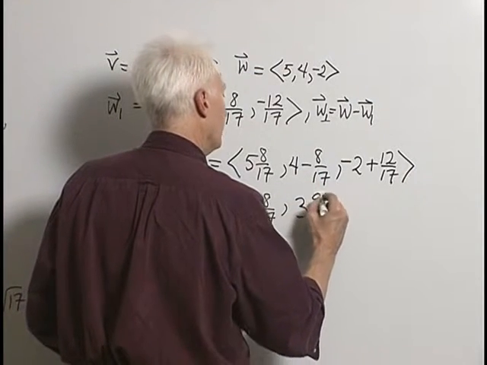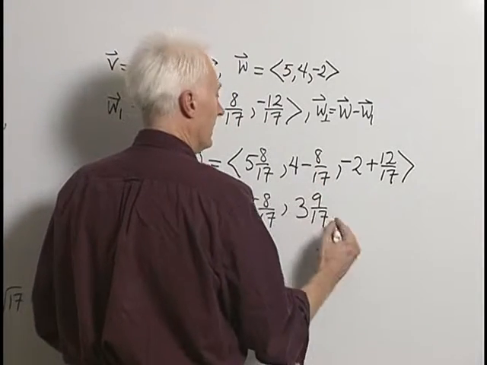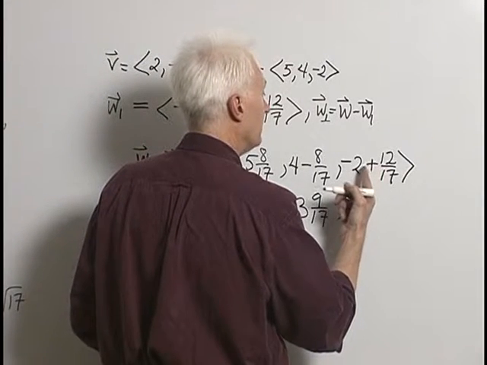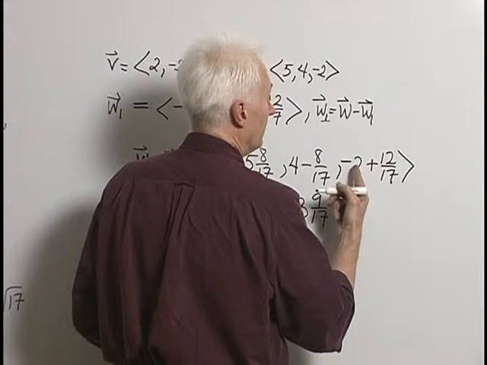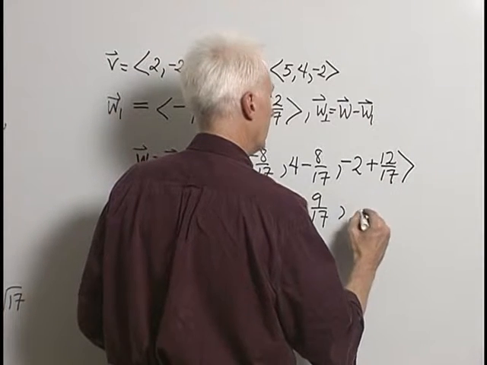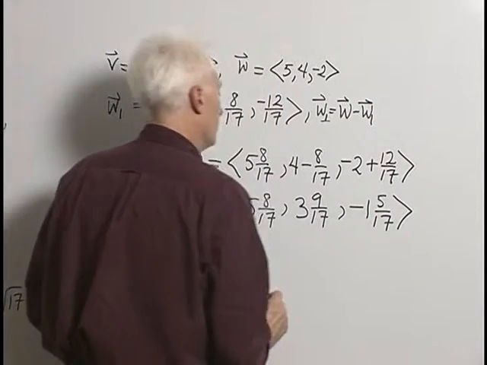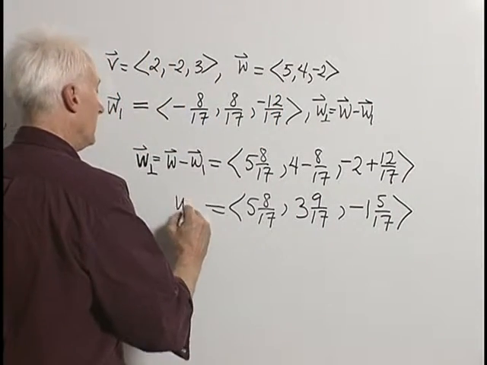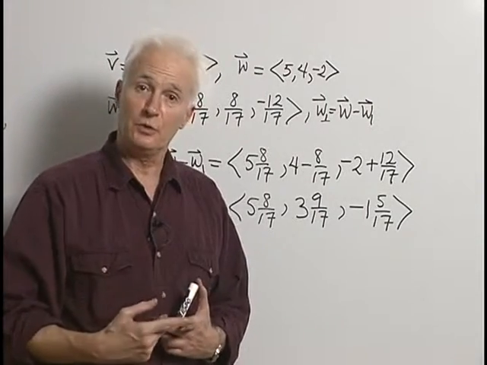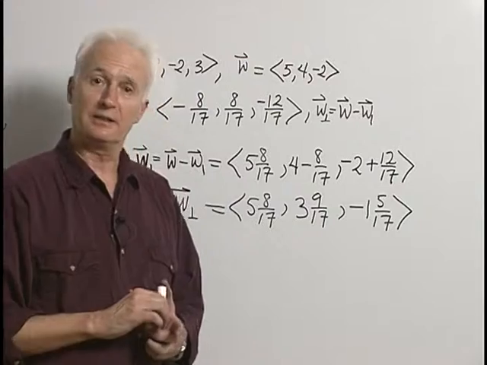3 and 9/17. Remember, 8 plus 9 is 17. And then here, negative 2 plus 12/17. Well, let's see, that's the negative of 2 minus 12/17, and 2 minus 12/17 is 1 and 5/17. So we have negative 1 and 5/17 to finish off this calculation. And so there we have, in component form, the component of w which is perpendicular to the vector v. So this completes our computation in this case.